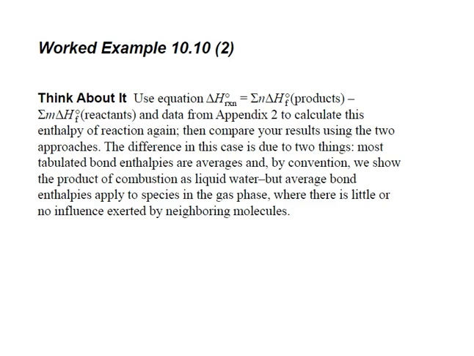So one thing to think about, use the equation products minus reactants and then the data from Appendix 2 to calculate this enthalpy of reaction again. We can compare our results using the 2 approaches. The difference in this case is going to be due to 2 things. Number 1, most tabulated bond enthalpies are averages. And by convention, we show the product of combustion is liquid water, but average bond enthalpies are usually in the gas phase. So there'll be some differences there.